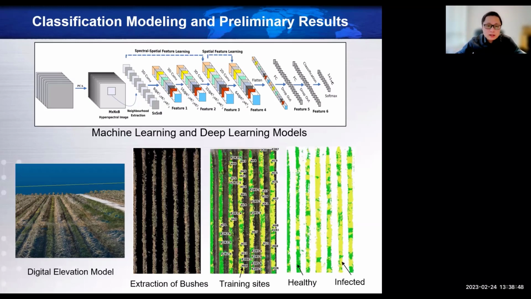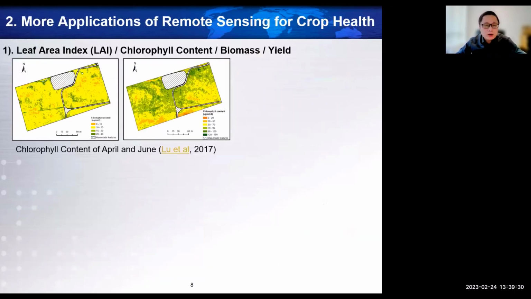classification models. Here, all these points are the training sites we collected on the ground. And then using the models, we generated some preliminary results, shown in the lower right corner. Here, the green color indicates healthy bushes, yellow color indicates infected bushes. Using this map, we can easily see the distribution and also the percentage of the infection. Such information is very important for the growers to take actions, how to deal with such serious infection. So this is one project I have been working on in the past year.